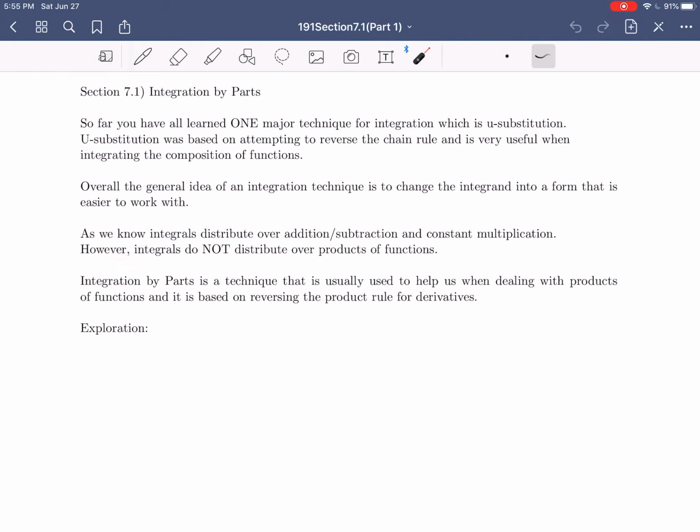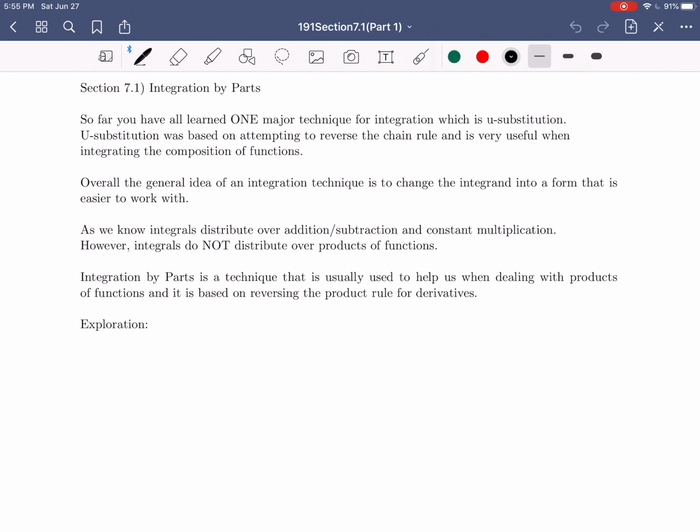So this integration by parts technique is basically going to be an attempt to help us when we have to integrate a product of two functions. And therefore, it's reasonable to believe that it's going to be based on reversing the product rule for derivatives. So, to explore this before we actually just state the integration by parts technique and try some examples, let's go ahead and remind ourselves what the product rule for derivatives said.